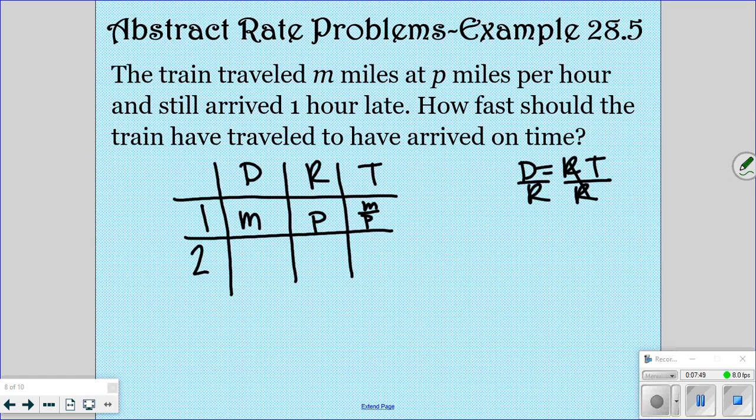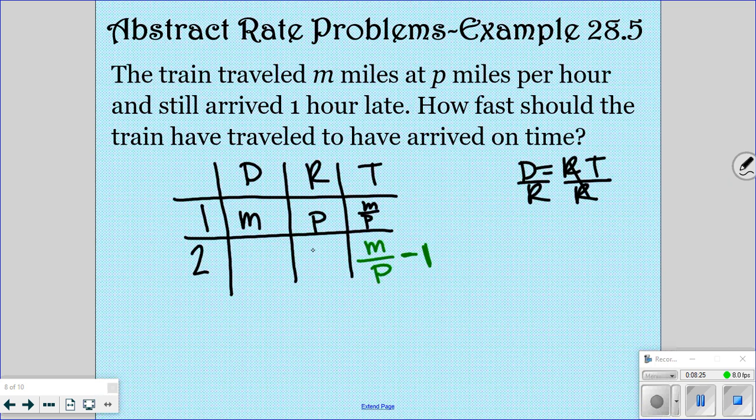And then it says we arrived an hour late. So if we were too late to school, let's say instead of getting here at 7:30, we got here at 8:30, do you need to go more quickly or slower tomorrow to get here on time? You need to go faster. What about your time? Should you take longer to get to school or shorter? Hopefully you're going to take less time to get to school so that you can get here on time. So the time that we had the first time, m over p, we need to subtract 1 because we took too long to get there. So that's going to be our new time.